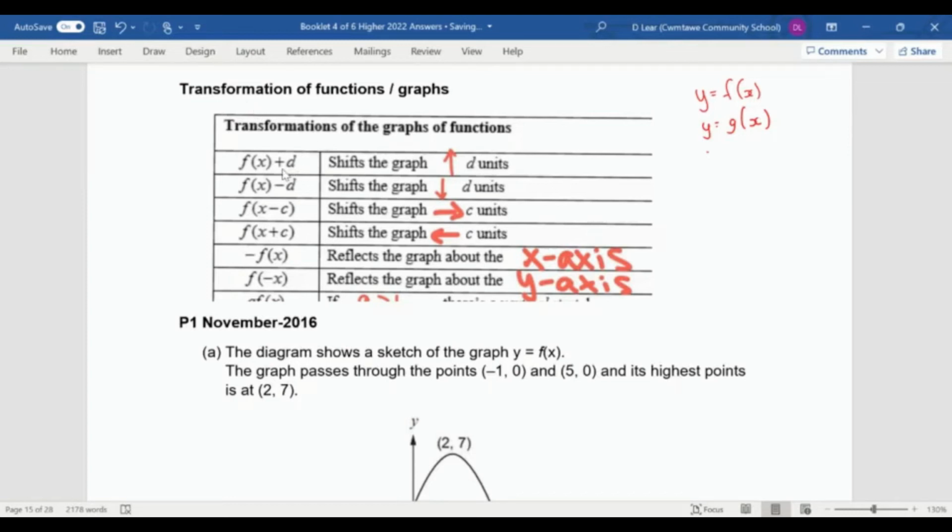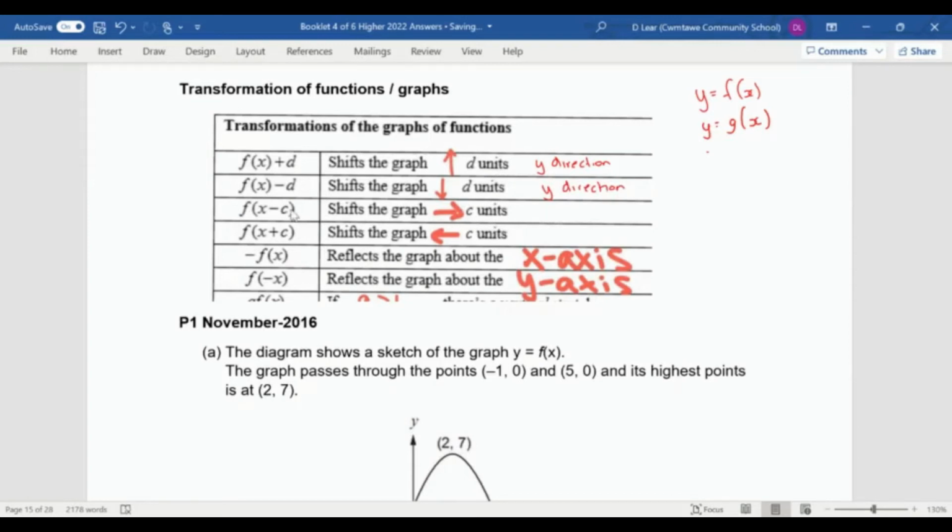If we put a number at the end and it's being added on at the end, it shifts the graph up, which means it is changing in the y direction. It is going up the y-axis. Or minus a number at the end, d they call it here, but any number, we're going to shift the graph down in the y direction. So only your y coordinates would change because they're moving up and down. It's not moving left or right.